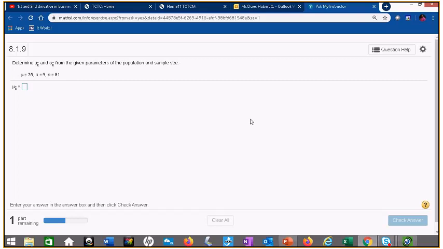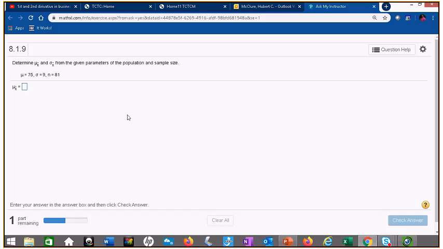Okay, so the first one is, okay, this one is not too bad. It says determine mu sub x bar and sigma of x bar. That means you've got to find your new sigma from the given parameters of the population and sample size. So write that down. This one is a test question because it's kind of short and sweet.